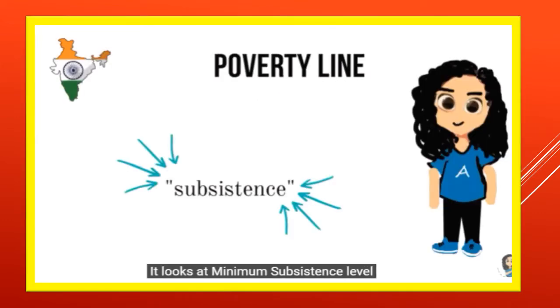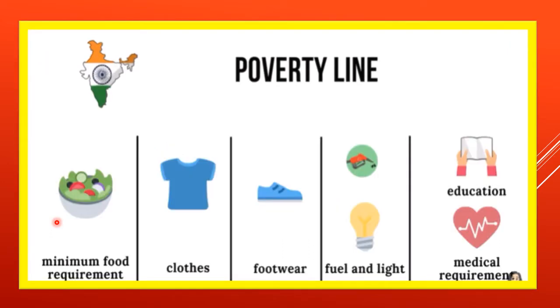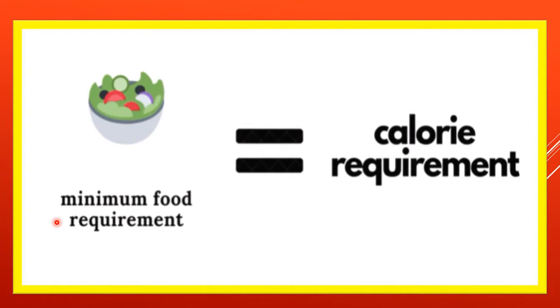The NSSO looks at the minimum subsistence level, that is, it sees what are the basic things required by anyone for meeting his or her daily needs. To determine the poverty line, the NSSO takes into consideration the minimum food requirement, clothes, footwear, fuel, light, education, and medical requirement of a person.